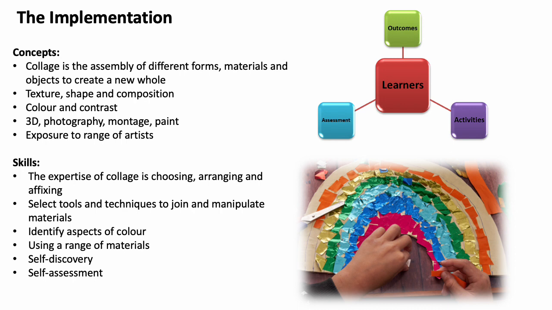The concepts that will be covered in this unit are understanding that collage is a style of art where different materials are assembled and fixed to a surface to create a new whole. Pupils should understand how to use texture and shape and the importance of composition. They should learn the importance of colour and contrast. They will learn about the different types of collage, including 3D, photography, montage, and paint. They will do so by being exposed to a range of artists.